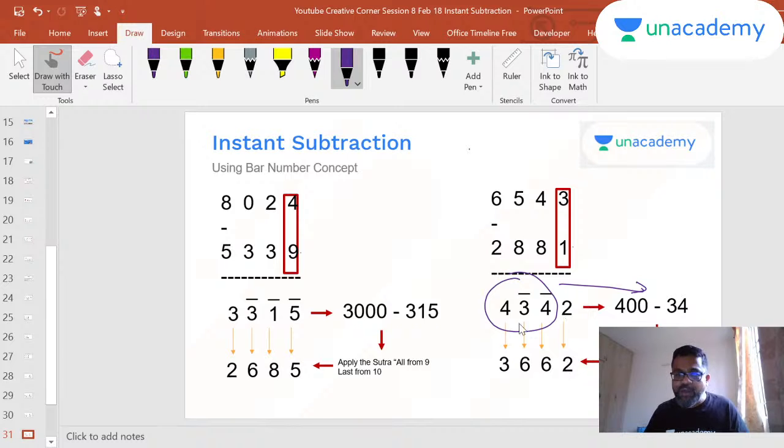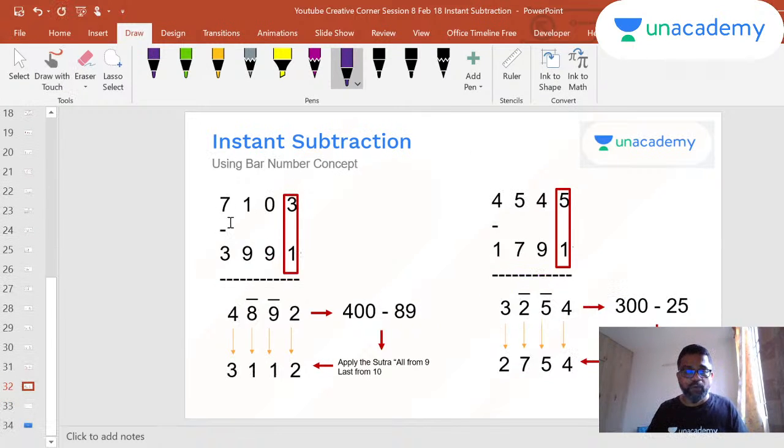And this 2 will come down. So when I solve this 400 minus 34, this 4 will become a 3, 9 minus 3 becomes a 6, 10 minus 4 becomes a 6. That's how you get your answer. So bars can come anywhere. Take it from the nearest base, subtract it, and then make it a positive number. So that's how you move forward, okay?